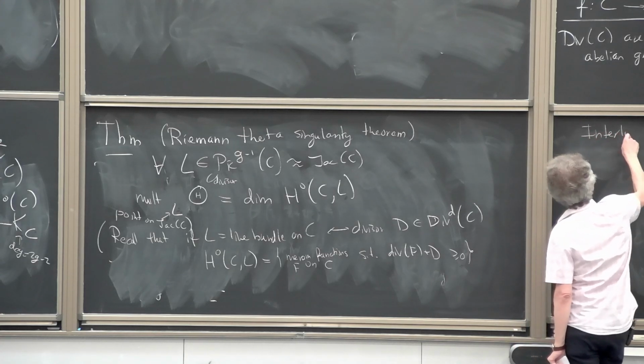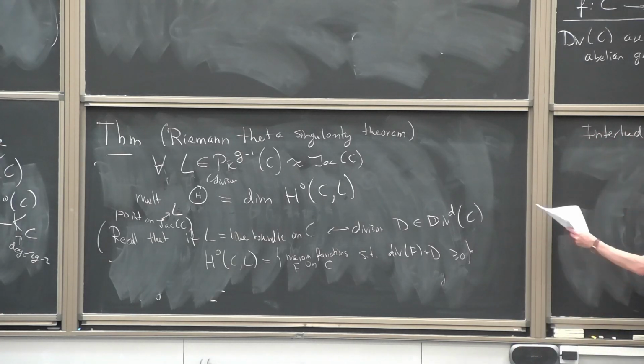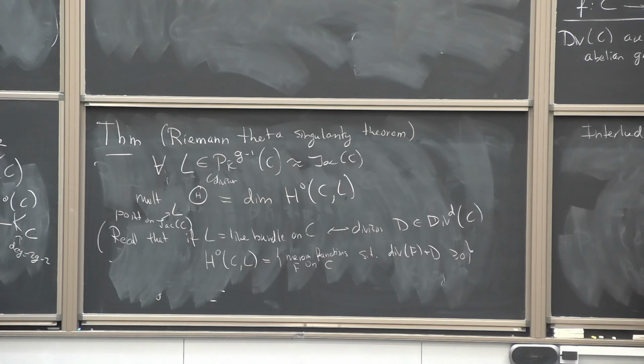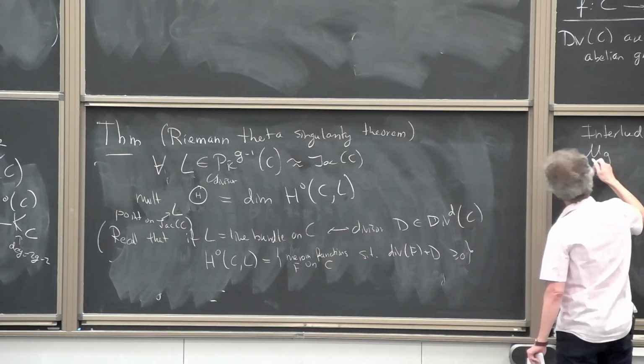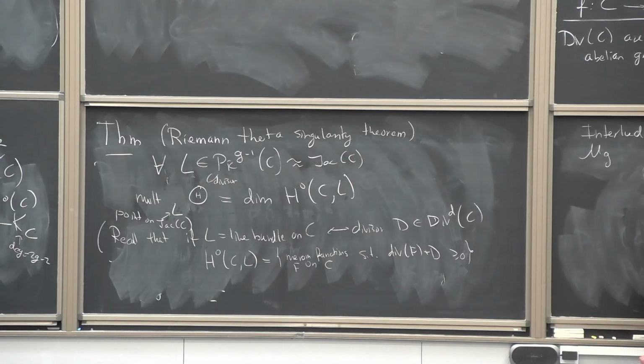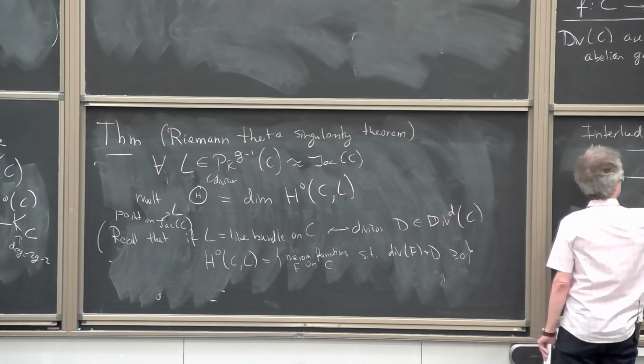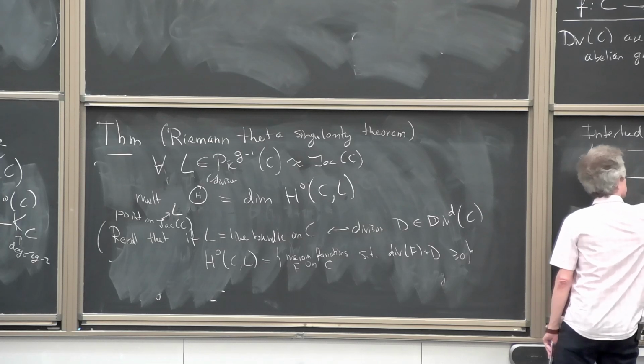Interlude. It's not really an interlude. It just doesn't follow logically from what I was saying. The Schottky problem, which I have alluded to in the beginning. So moduli of curves is denoted M_g. Moduli of abelian varieties is denoted A_g. There is a map that sends a curve to its Jacobian, right?